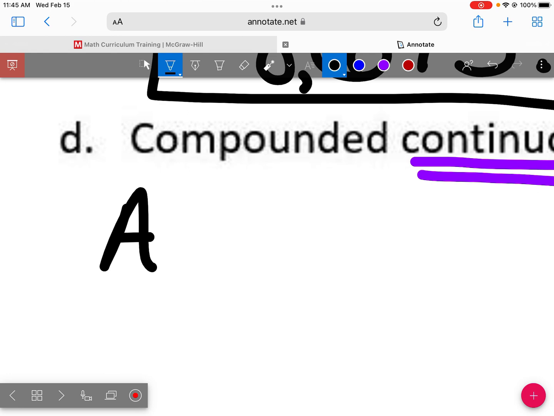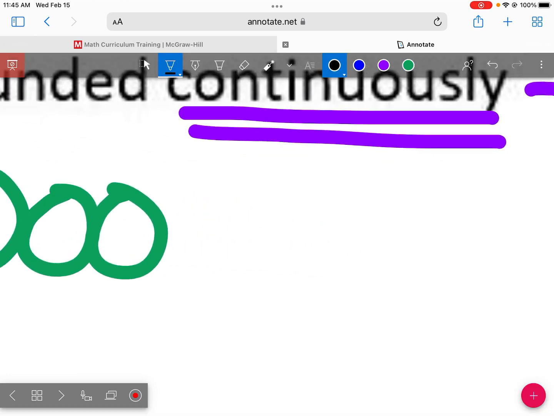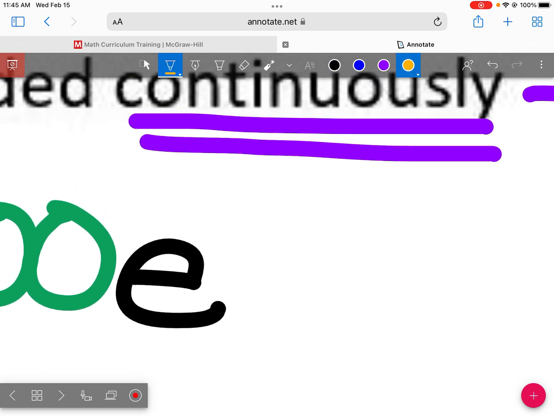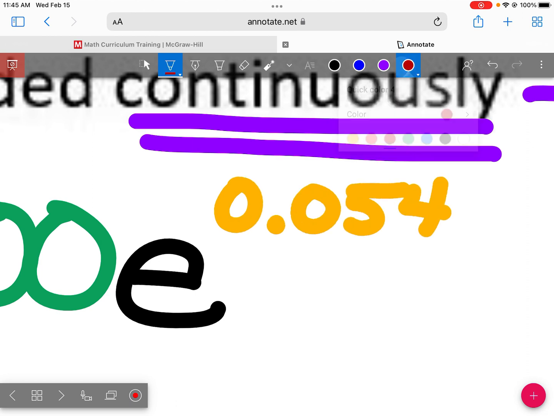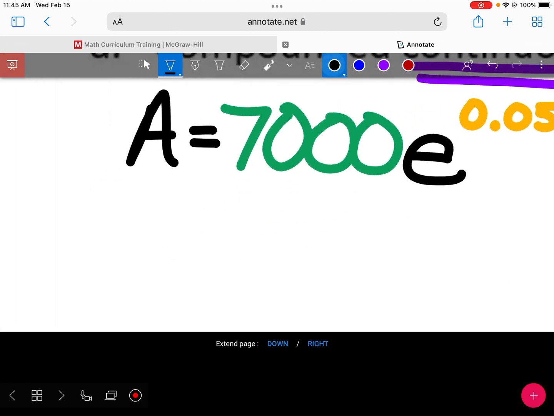So I have A equals, what's our P value? Still 7,000. That didn't change at all. What do I put after the 7,000? E to the power of 0.054 times what? Times 4. I'll pop that in my calculator.